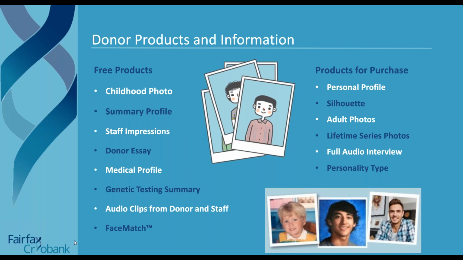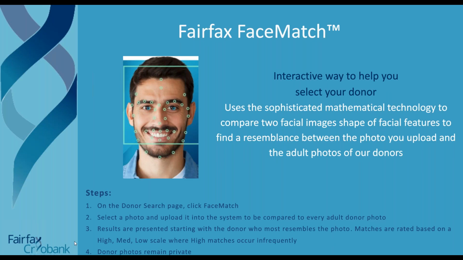All right, so next. So here's the Fairfax face match. This is actually a really fun tool to use, and it's for free. It's basically the technology. It'll compare two facial images, shape of facial features, to find a resemblance between the photo you uploaded and the adult photos of our donors. So you can upload a picture, whether it's your partner, friend, or anyone you like, as long as it's clear. It doesn't recognize color, so you can actually input the eye and hair color.